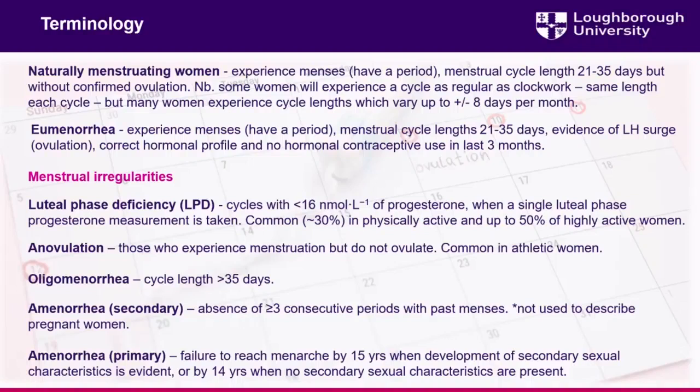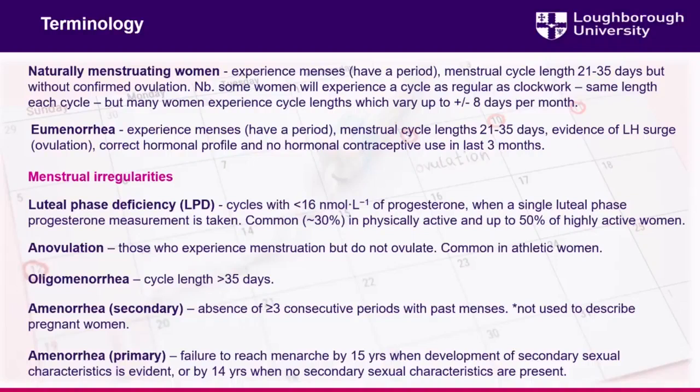And then you have some more severe menstrual disturbances down at the bottom here. You have amenorrhea, and you have two types of amenorrhea, secondary and primary. The one that you're more likely to become familiar with is secondary amenorrhea, and this is when you have an absence of 3 or more consecutive periods. So you have no menses for 3 months-ish. And this is not used to describe pregnant women. This is something that's isolated. And if anyone's reading around the REDS literature, this is the sort of amenorrhea that we're referring to.